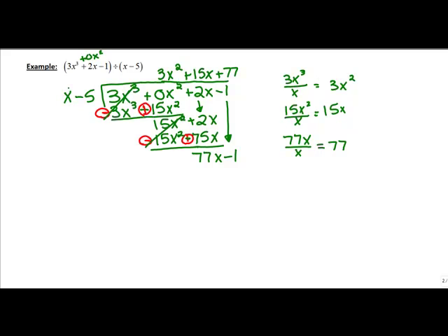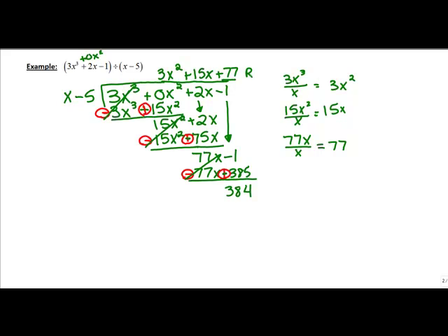77 times x is 77x. And then 77 times negative 5 is going to be negative 385. Okay. Now, we're done with all the terms up here that need to be filled in. We've brought down all our other terms from the dividend, and so now we need to do this one last subtraction step. Change all the signs all the way across. And let's see, 77x minus 77x cancels, and negative 1 plus 385 is positive 384.